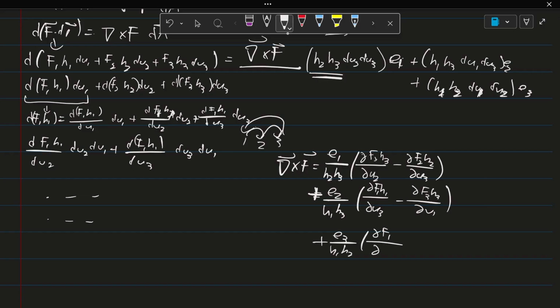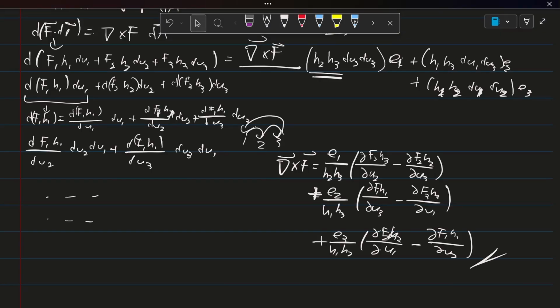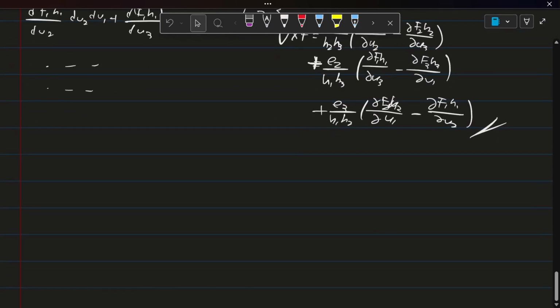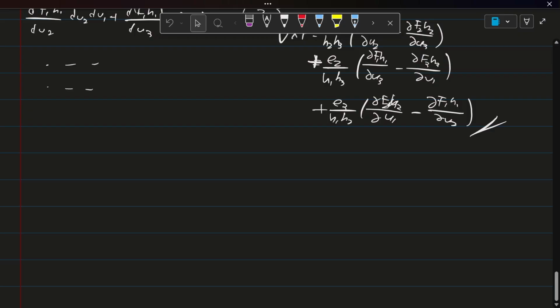It's 3 1 2. So this is partial u2, h2. This is u1. Subtract that by partial f1 h1 over partial u2. And this is the formula for the curl for any type of coordinate system. So we have finally discussed the curl of an object.